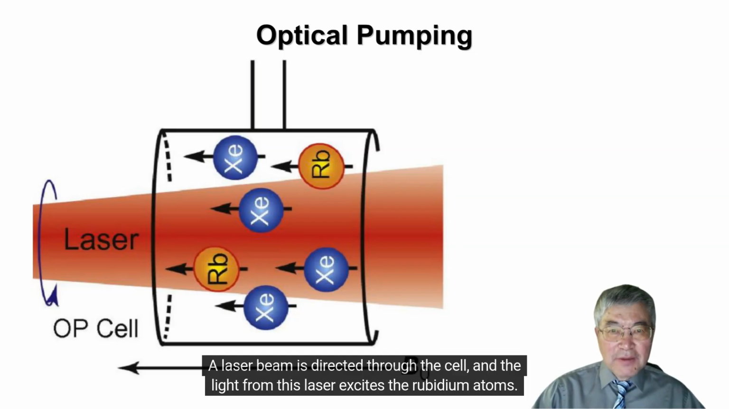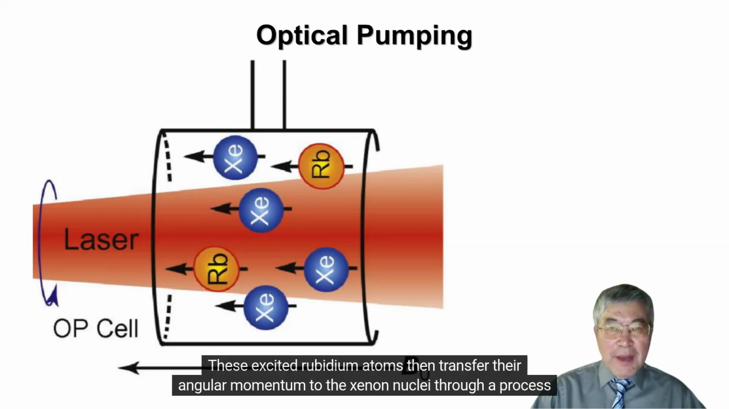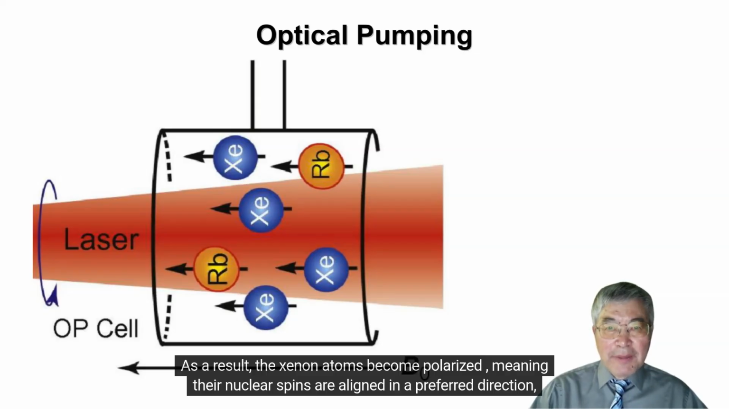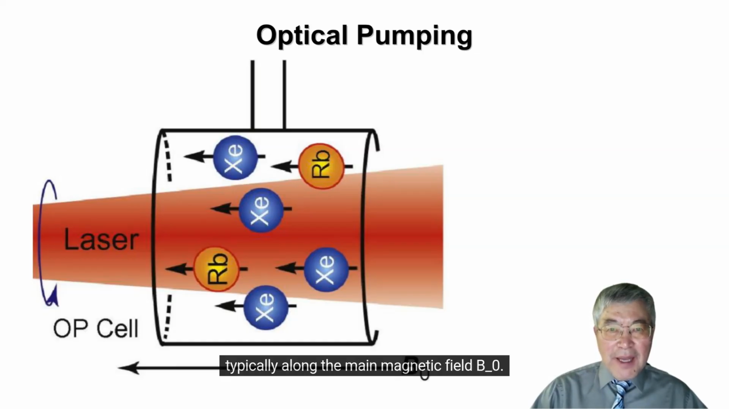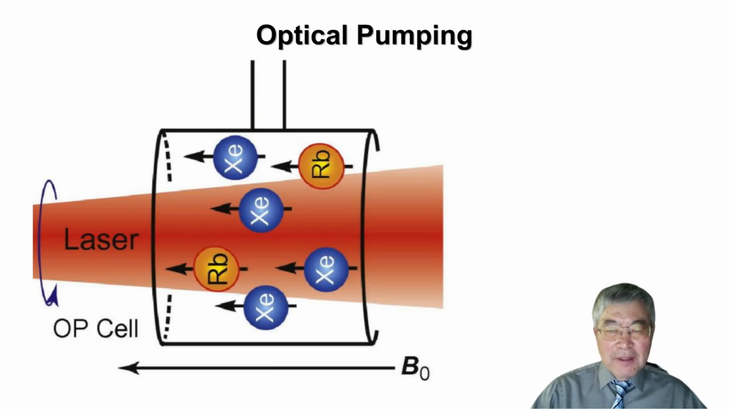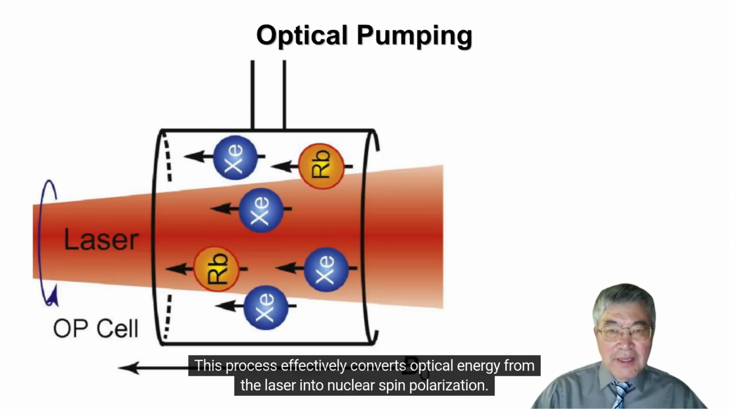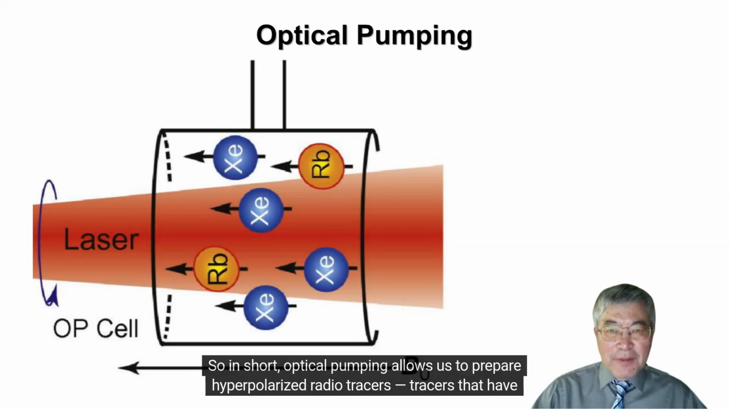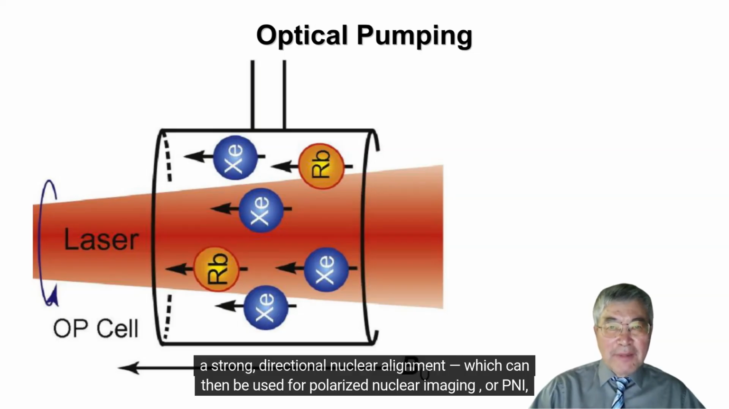A laser beam is directed through the cell, and the light from this laser excites the rubidium atoms. These excited rubidium atoms then transfer their angular momentum to the xenon nuclei through a process called spin exchange. As a result, the xenon atoms become polarized, meaning their nuclear spins are aligned in a preferred direction, typically along the main magnetic field B0. This process effectively converts optical energy from the laser into nuclear spin polarization. So in short, optical pumping allows us to prepare hyperpolarized radio tracers, tracers that have a strong directional nuclear alignment, which can then be used for polarized nuclear imaging, or PNI, in the MRI framework.